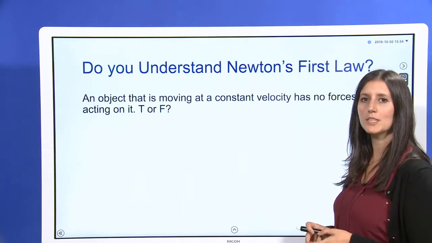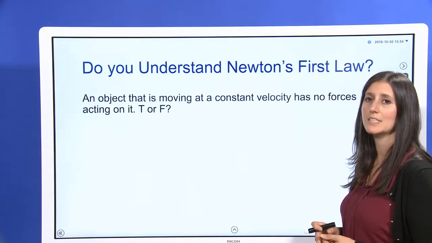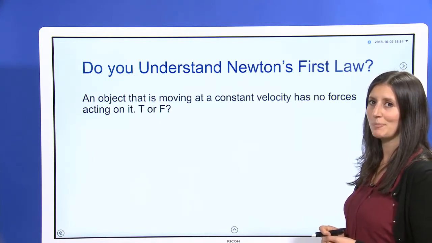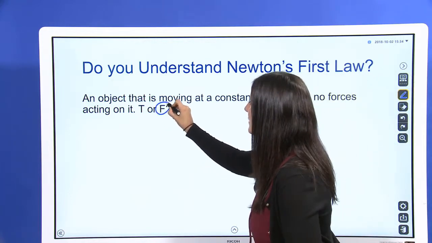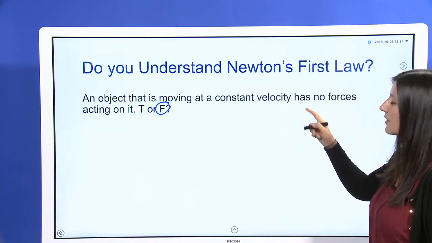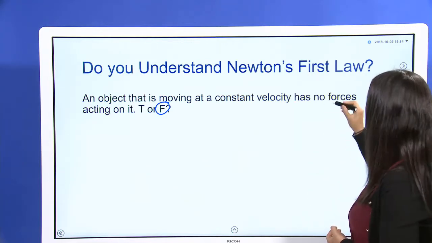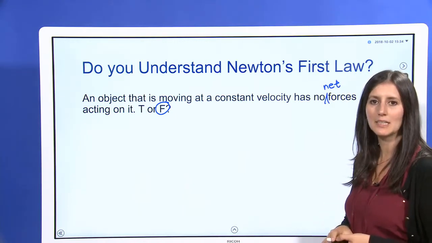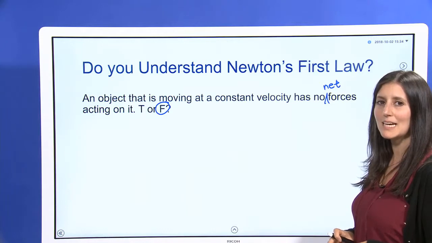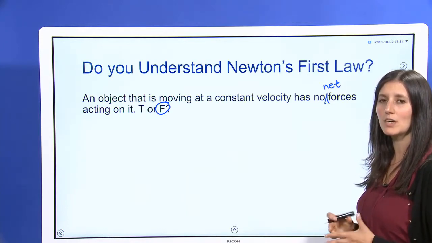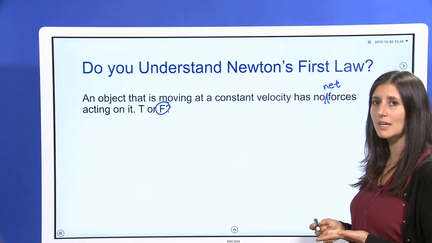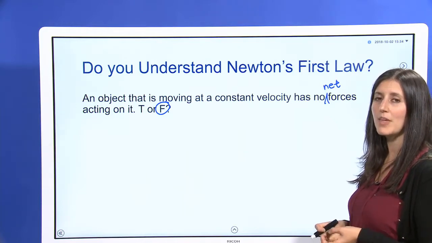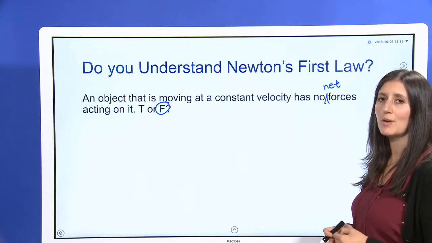Next question. An object that is moving at a constant velocity has no forces acting on it. Is that correct? No, it's false. If an object is moving at a constant velocity, that would imply that it has no net force acting on it. So if I put in the word net, that would correct the statement. It has no net force, but that doesn't mean it has no forces. Something that's moving at a constant velocity has forces on it because every object has a force of gravity at least. So there must be forces acting on it, but they all balance one another out. So there's no net force.